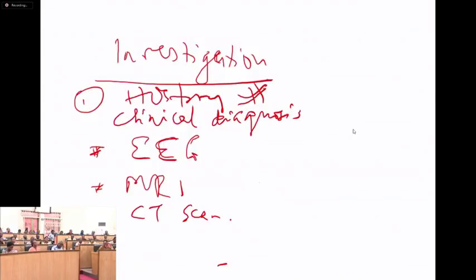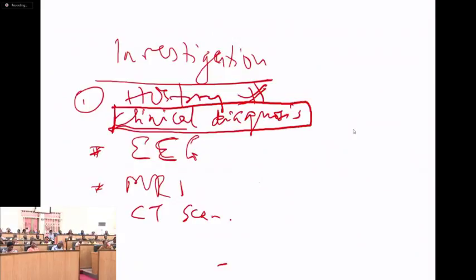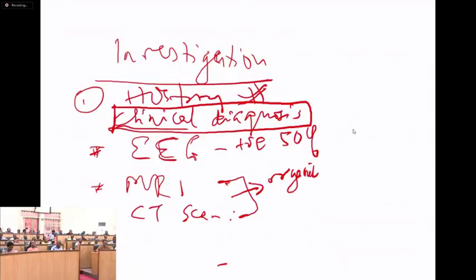So epilepsy is a clinical diagnosis. None of these is definitive. EEG is positive in 50% of cases. MRI and CT scan in our context never really shows anything. They will only pick up organic lesions if that is the reason why you are having the epilepsy.